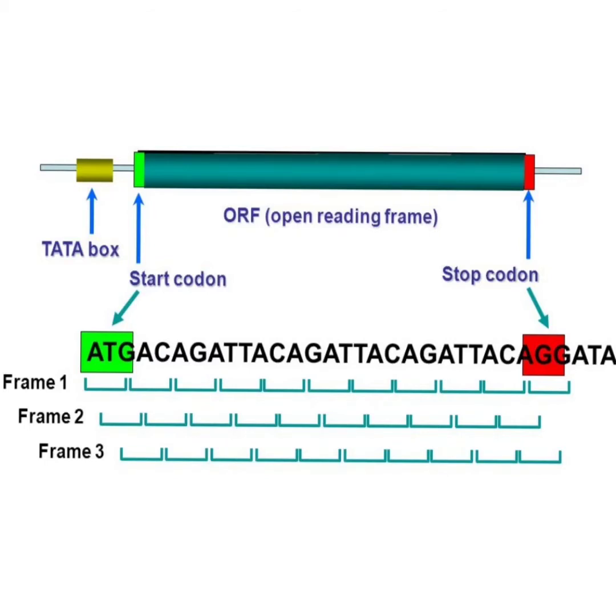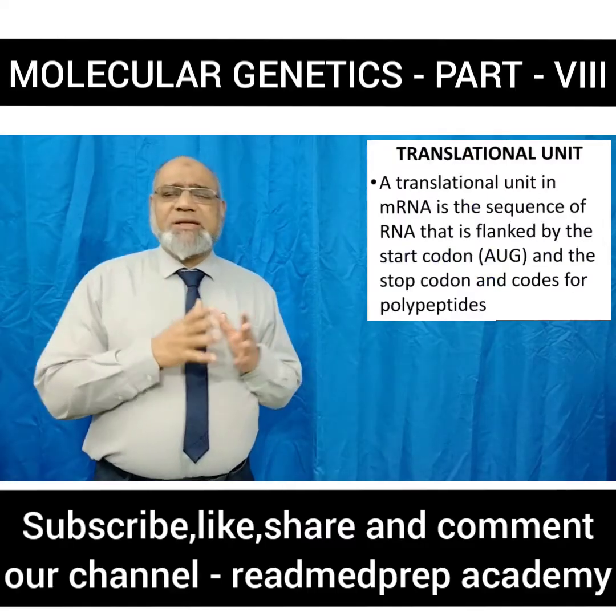In frame 2, there is a shift of one nitrogenous base towards the right side. In frame 3, there is a shift of two nitrogenous bases to the right side. What is a translational unit?